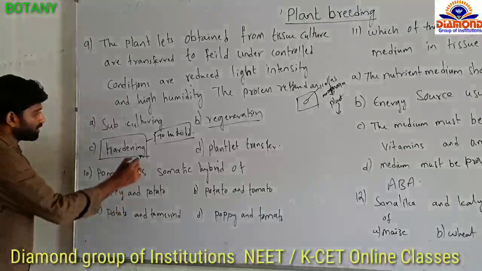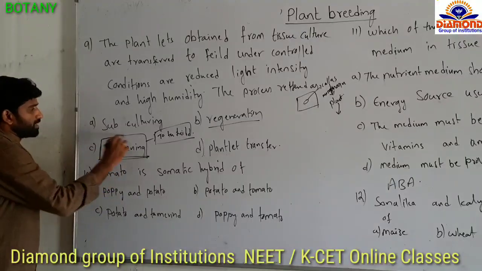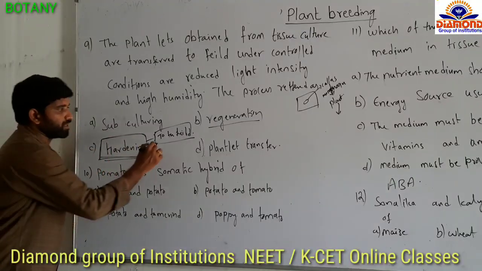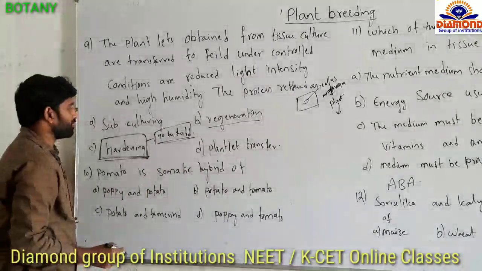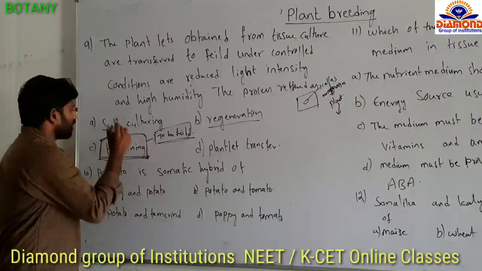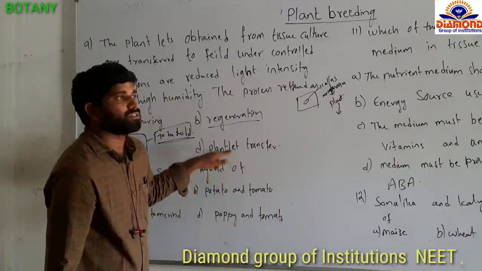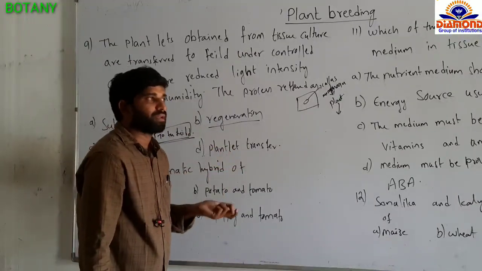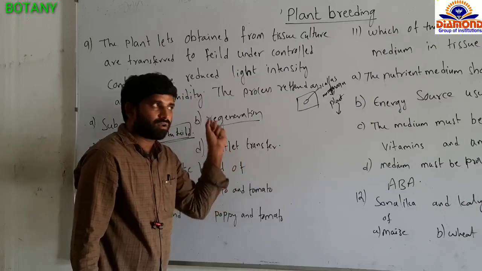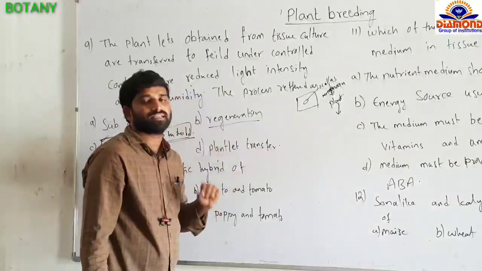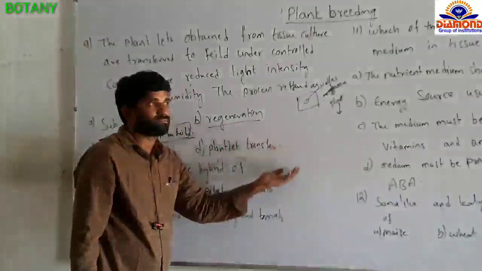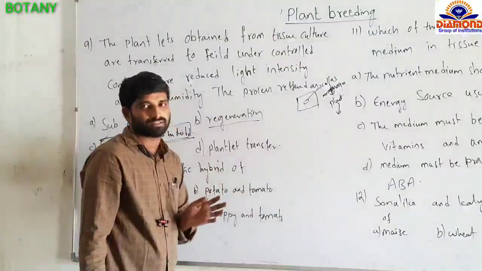That is what we call the transfer of the plant from the lab conditions into the greenhouses, or directly to the field. That is what we call hardening. And option 4 they gave as plantlet transfer. After the formation of the plants, some of the plants are used again as an explant for the next production. That is called plantlet transfer.